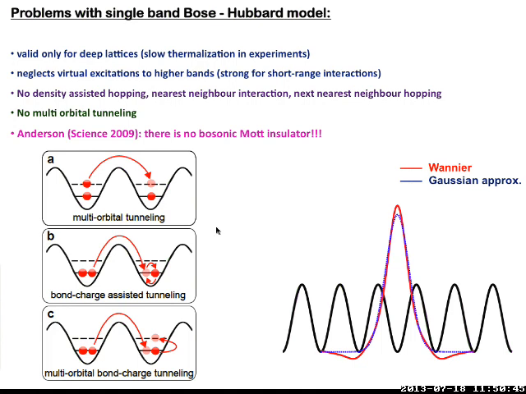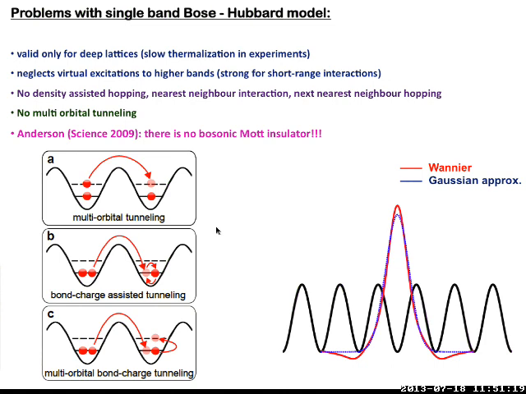Okay. And there is one more fundamental reason to go beyond a single band model, and it is due to a claim which was made by Phil Anderson, in this paper in 2009. Essentially, Anderson claims that bosonic systems at zero temperature cannot be in an insulating phase. Okay. He says that at a sufficiently low temperature, a bosonic system must have a finite condensate fraction.